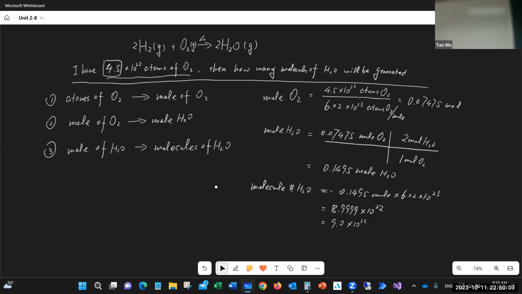But if you're looking at the first part of these questions, did you see the difference between the question I gave you over here? My question here is that I have 4.5 times 10 to the 20 atoms of oxygen. Then how many molecules of water will be generated? This is just a normal stoichiometry. But in the limiting reagent question, they said we have 2.0 moles of X and 2.0 moles of Y. Then they're asking for the limiting reagent. Did you see the difference?